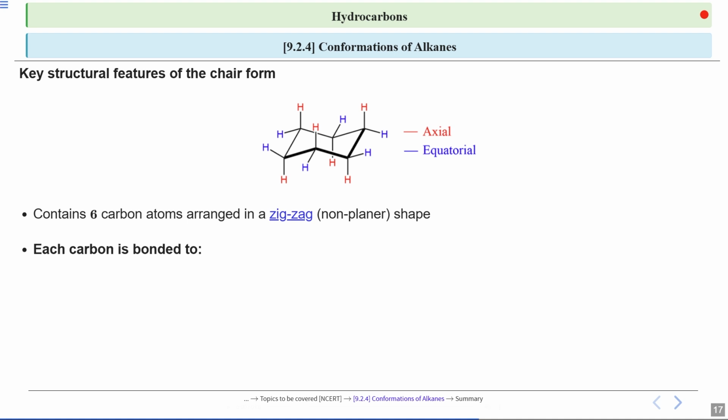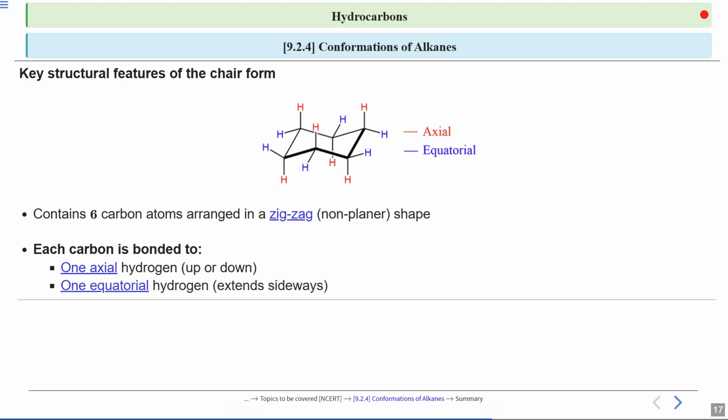After that, each carbon is bonded to one axial hydrogen, which is moving up or down basically. So it is represented by red color. Then next we have equatorial hydrogen that extends sideways. Rather than going up and down strictly, it is going in a sideways fashion. You can see here the blue colored hydrogens are your equatorial.